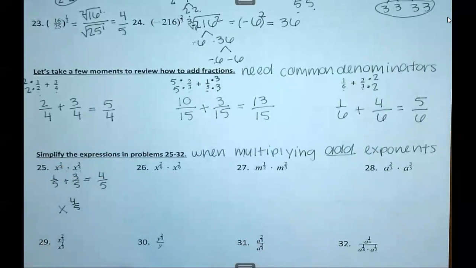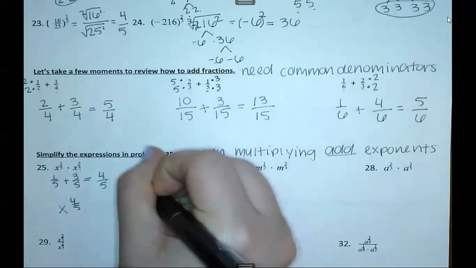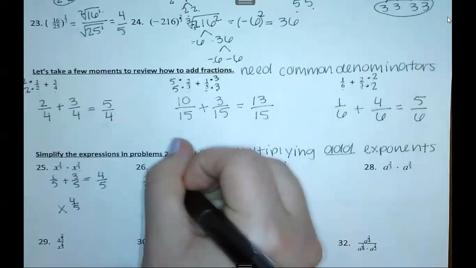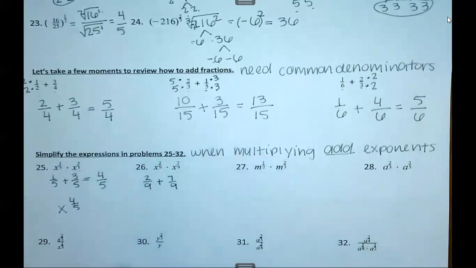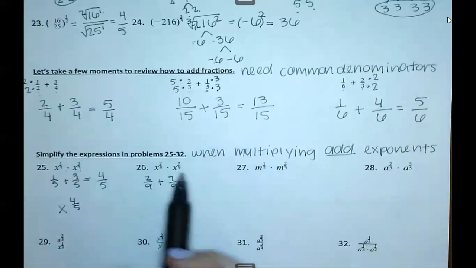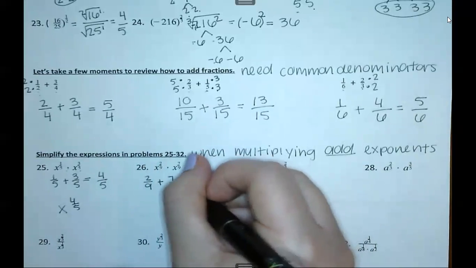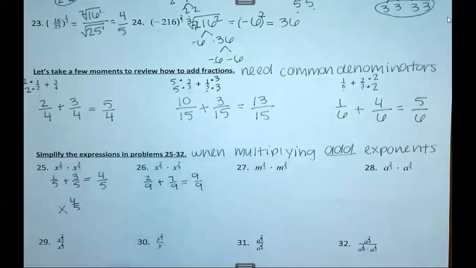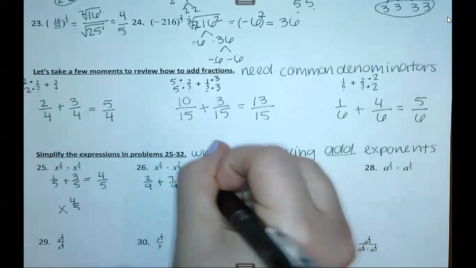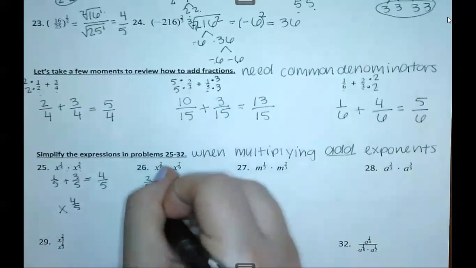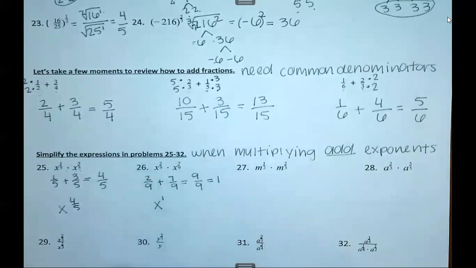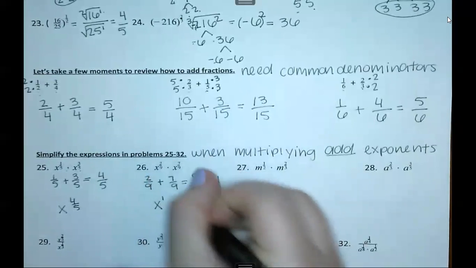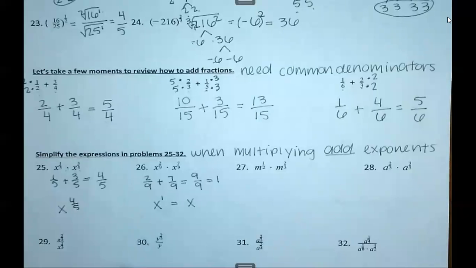All right, on number 26, again, we are adding our fractions. So I have 2/9 plus 7/9. Again, we have common denominators, so we just add the tops. 2 plus 7 will give us 9. So we have 9 over 9. This will actually simplify. 9 divided by 9 is just 1. So I end up with x to the first, but again, we don't have to write that exponent of 1, so my answer would just be x.